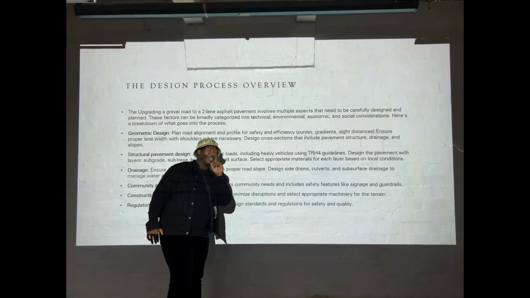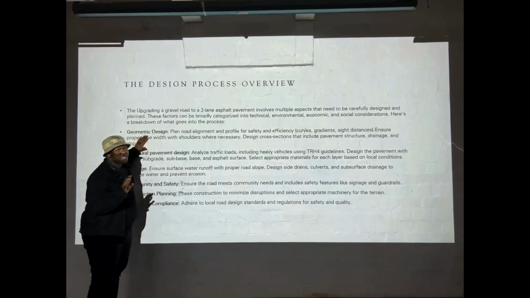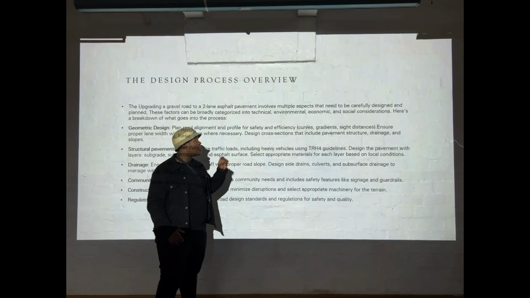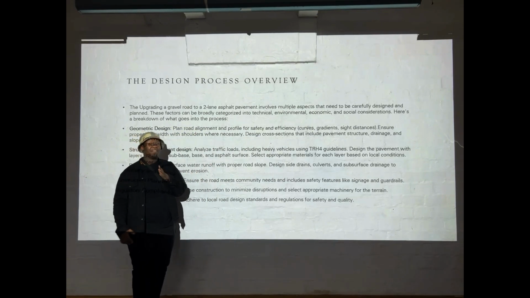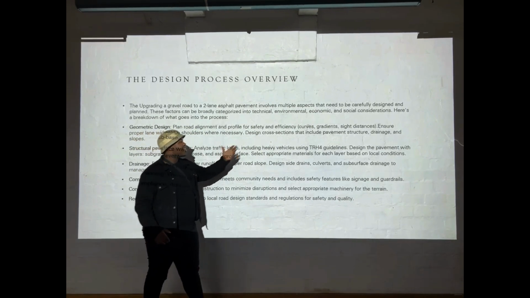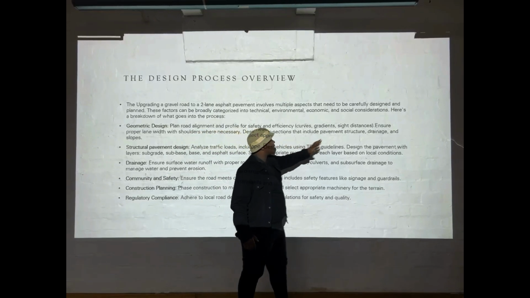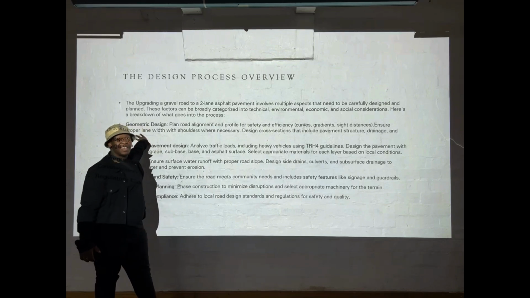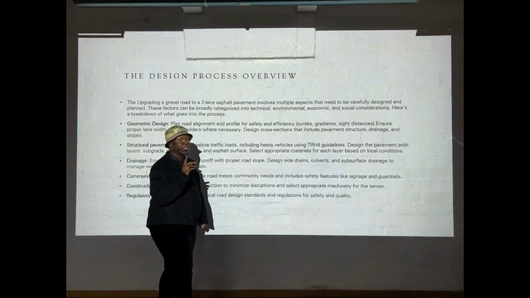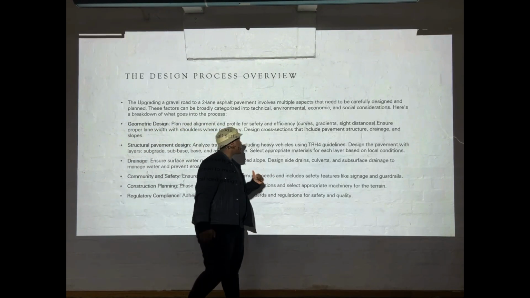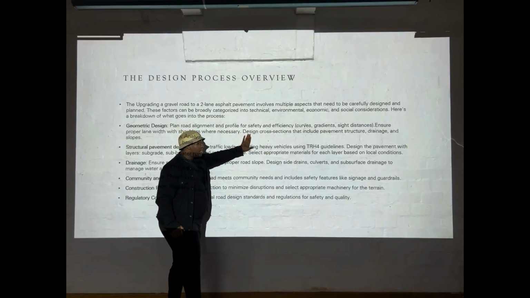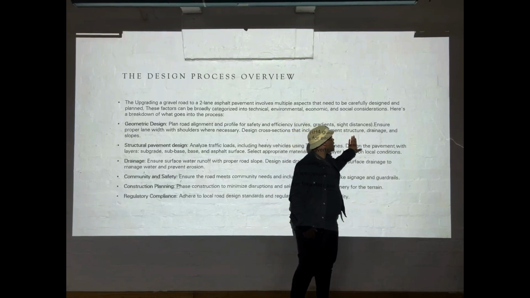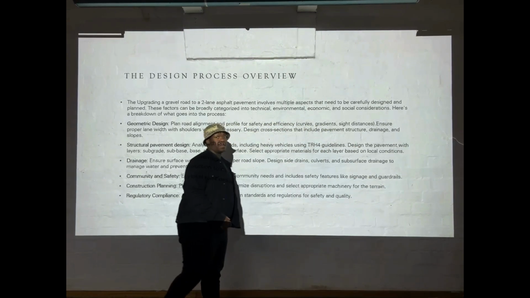We have the geometric design. What is the geometric design? It is a plan of the road alignment and profile for safety and efficiency, which includes curves, gradients, and sight distances. It ensures proper lane width with shoulders where necessary. We're designing the cross sections that include the pavement structure, the drainage, and the slopes.